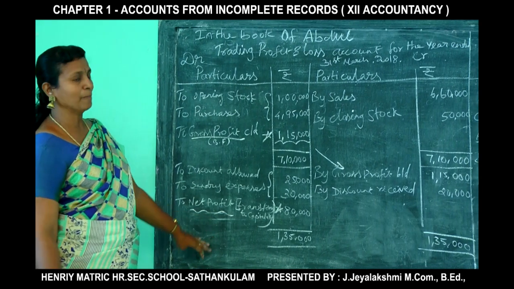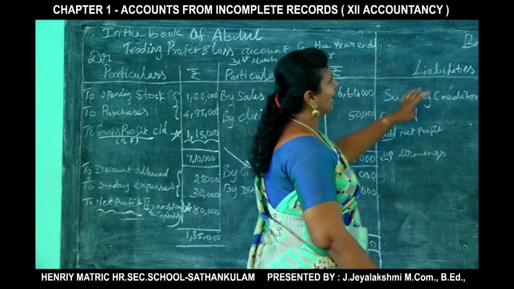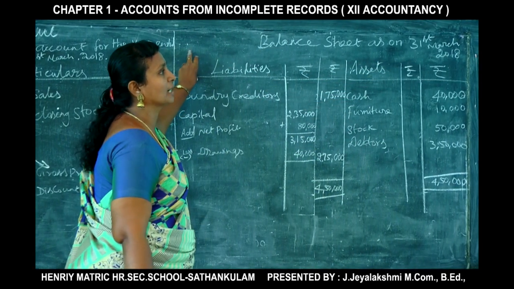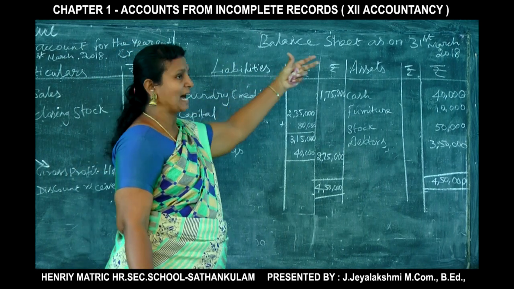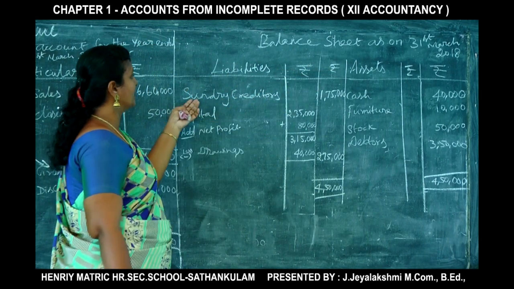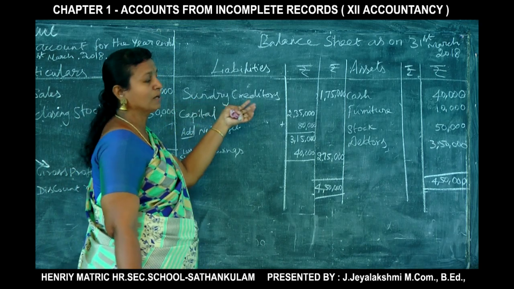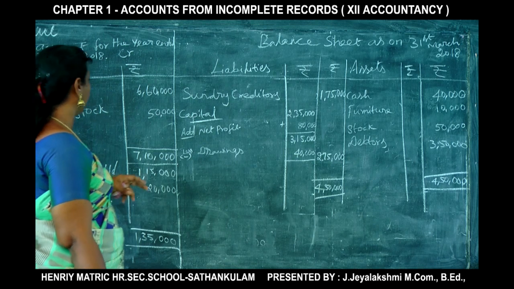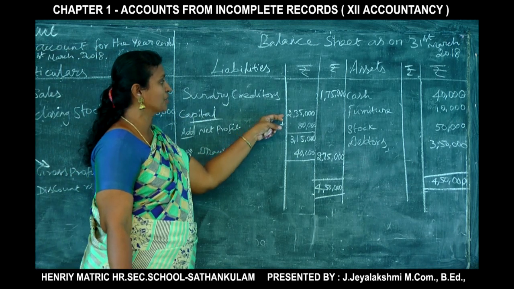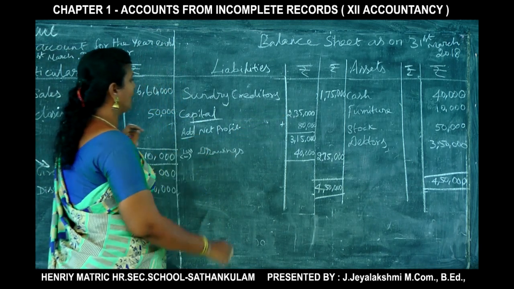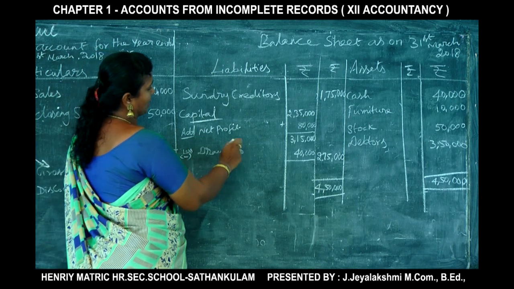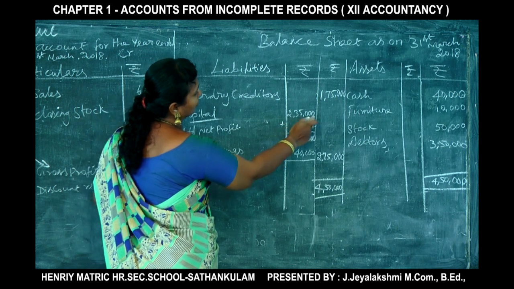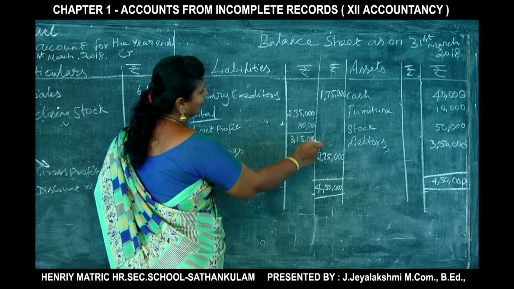Now we are going to prepare the balance sheet as on 31st March 2018. In the balance sheet we write liability amounts and asset amounts. Creditors, how much are they? 1,75,000. Capital, already given in the other information, 2,35,000. And now we take the net profit from the profit and loss account, 80,000. These two are added, 2,35,000 and 80,000, and we get 3,15,000.